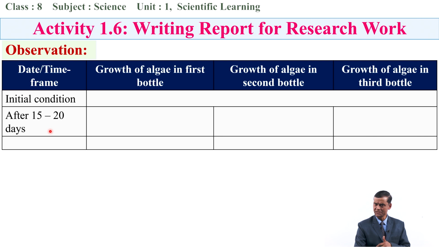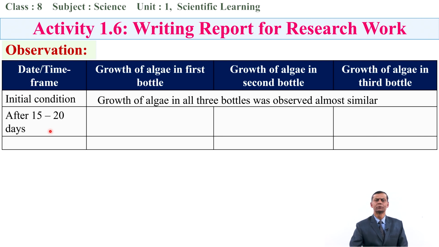What was the initial condition? Yes, the growth of algae in all the 3 bottles was observed almost similar, isn't it? Neither high nor low, isn't it? All the 3 jars have the equal amount of algae we had observed before. And after 15 to 20 days, that means after the experiment, after adding chemical fertilizer in the second jar and adding vinegar in the third jar, what was the result?